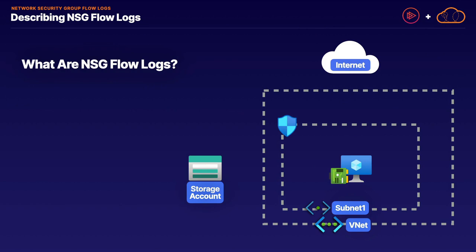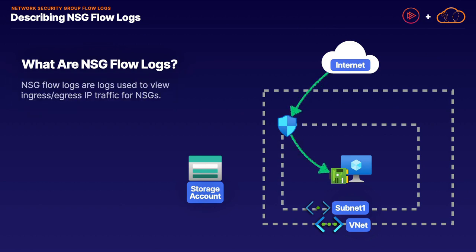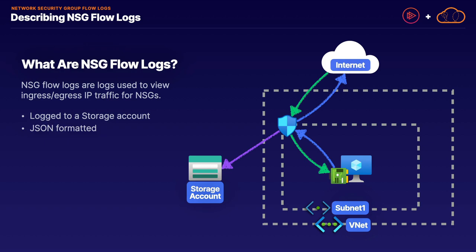So to get started describing NSG flow logs, it's important that we understand that NSG flow logs are those logs that we're using to capture traffic that is going ingress and egress through our NSGs, whether they're at the subnet or the network interface boundary. And these NSG flow logs are being logged to a storage account in a JSON format so that we could look at them later and feed them into other visualization tools.